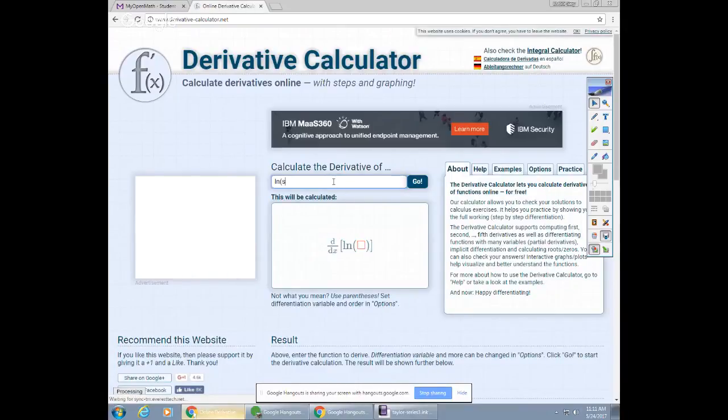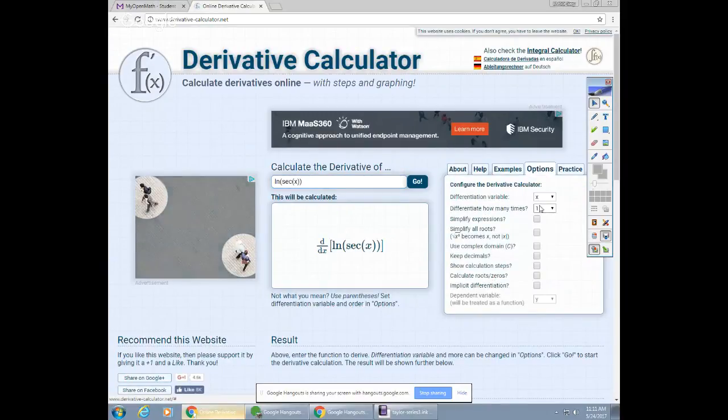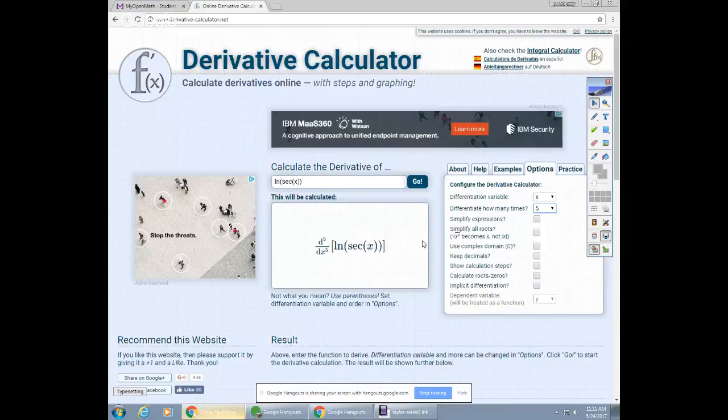Natural log of the secant of x, and we want a whole bunch of derivatives. Just a quick recap here.